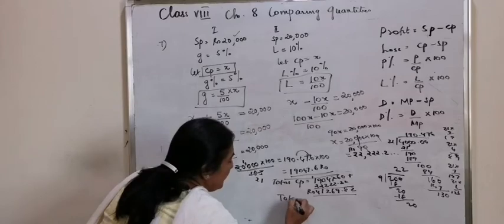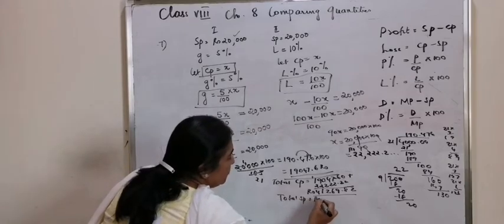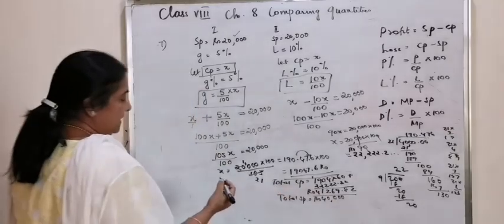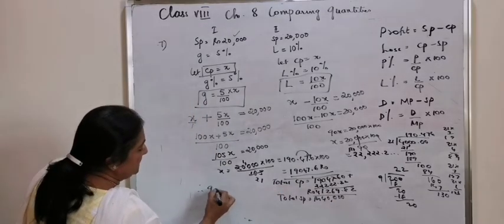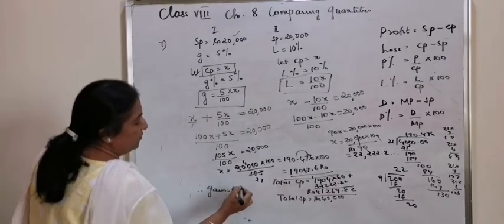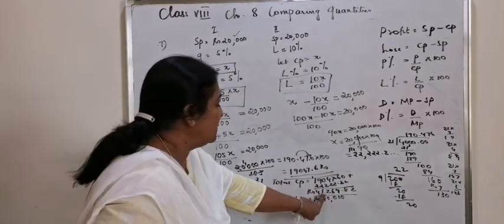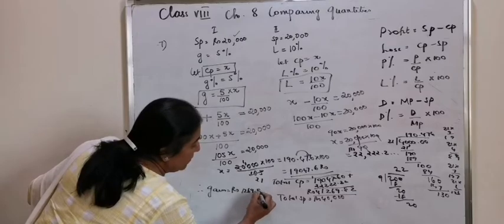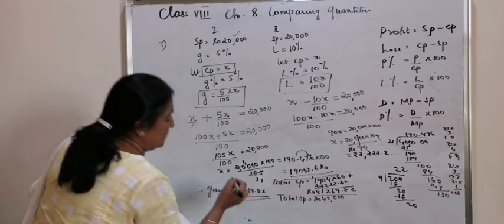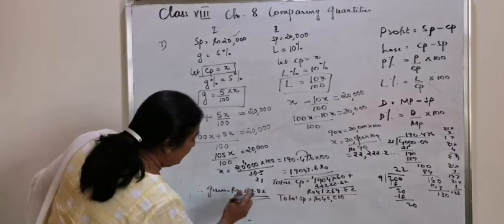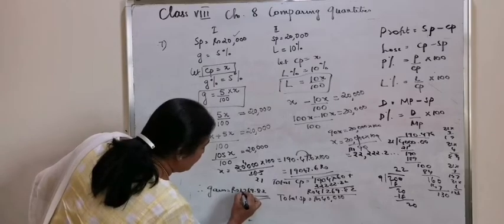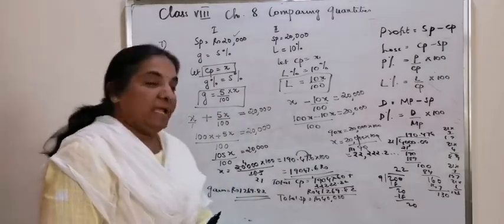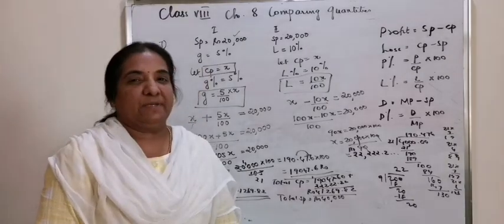What is the total selling price? It is rupees 40,000. Therefore, what is the gain? That means he made a gain of rupees 1,269.82 approximately.